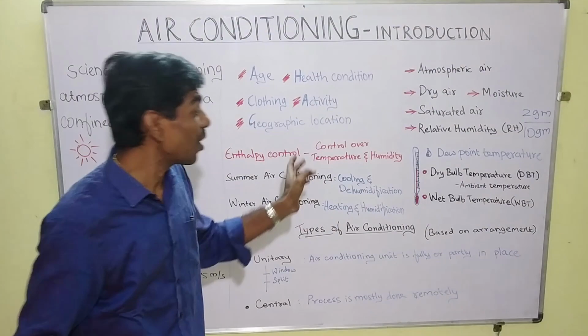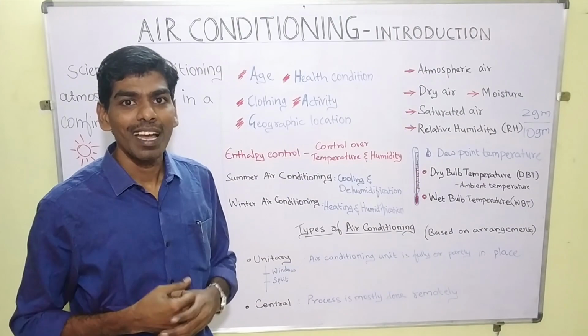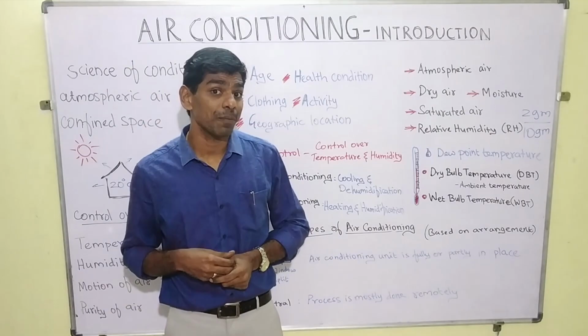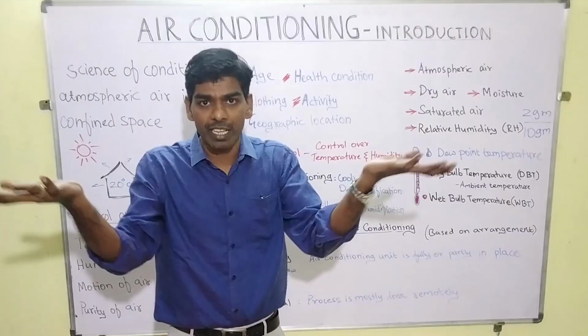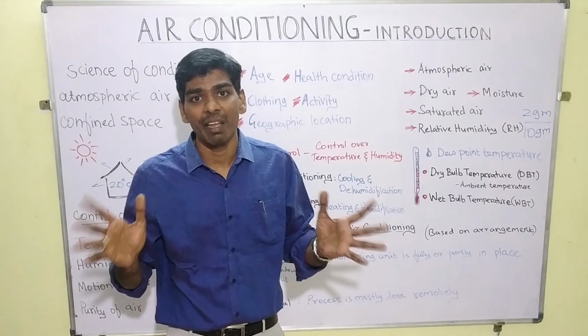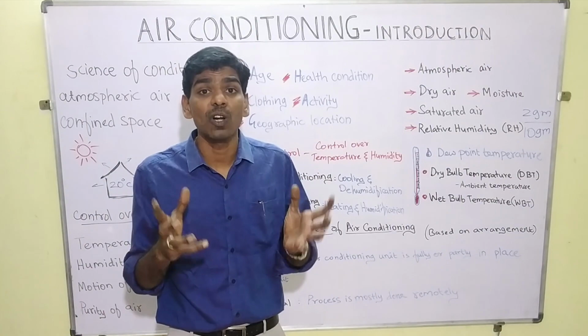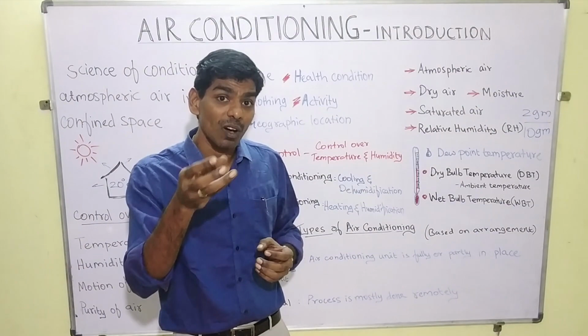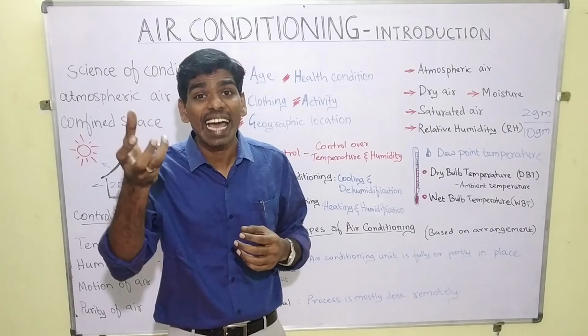In order to know these things better, if you learn some terminologies, then that will give us a clear picture. So we start with certain things. Atmospheric air, the air that we have in the atmosphere. We call atmospheric air dry air when it doesn't have any water vapor or moisture. Meanwhile, water vapor present in air is called moisture.